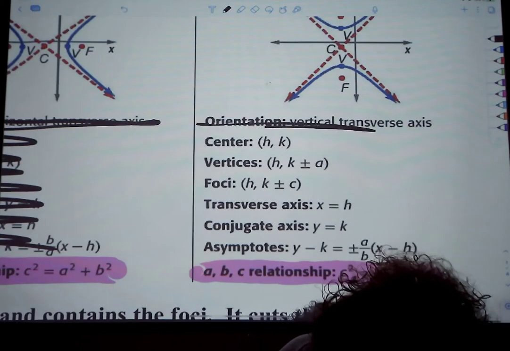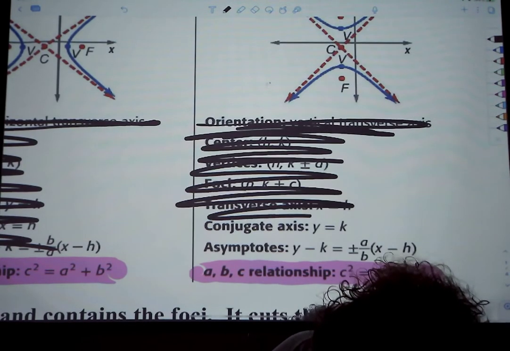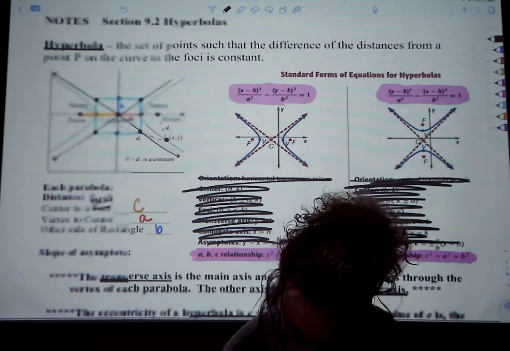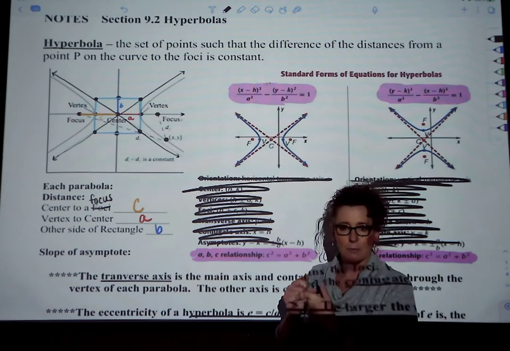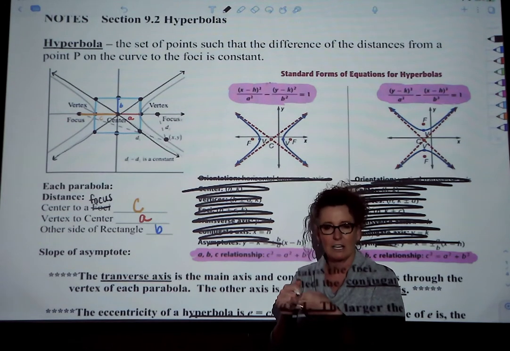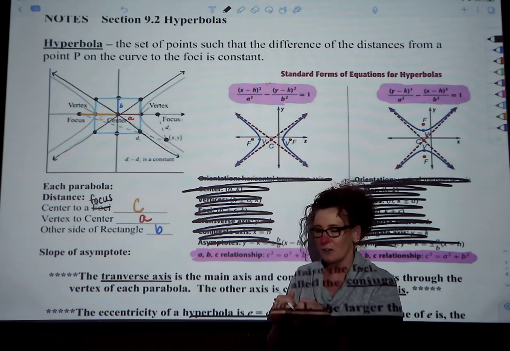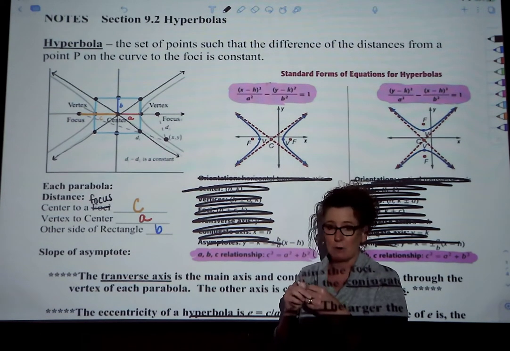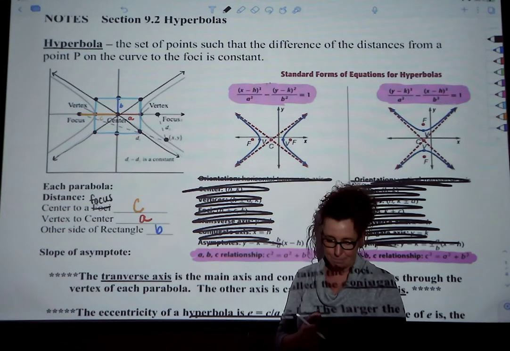I don't memorize because it's all different than what it was for the ellipse. I don't think you can memorize all the stuff for a parabola, all the stuff for an ellipse, and all the stuff for a hyperbola. I want you to understand it. Draw yourself a sketch, and you'll be able to come up with any point you need.